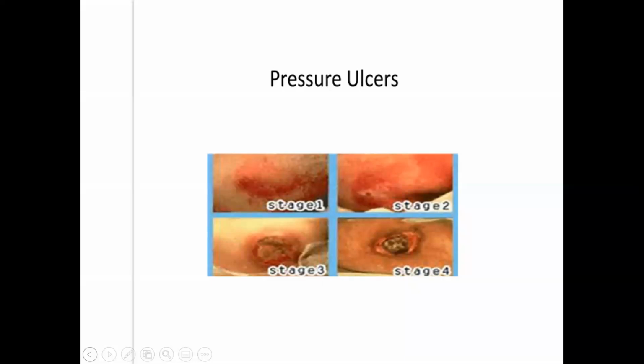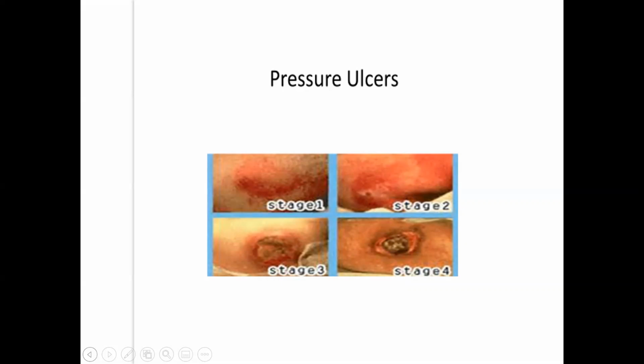Here we go. Stage 1. Now, page 126 breaks down the different stages. It is important that you know what the first stage looks like. In stage 1, the skin is intact, but it may look red, and the redness is not relieved after removing the pressure. So, stage 1, you're going to notice redness.